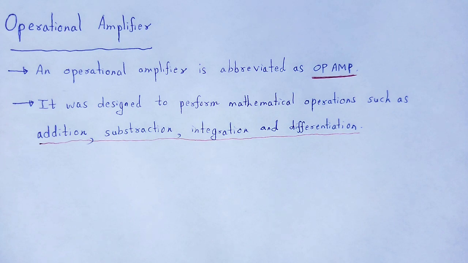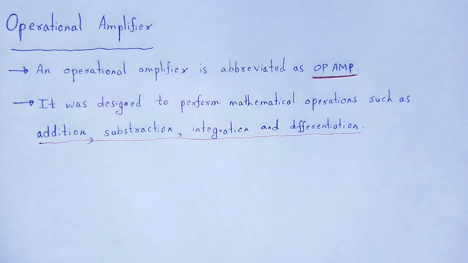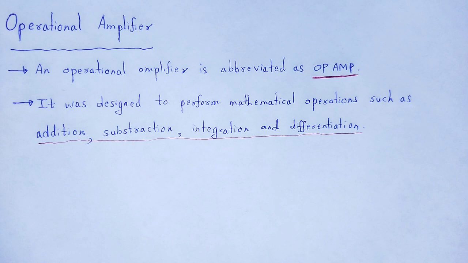All the components of an op-amp are fabricated on a small chip. That small chip we call an integrated circuit, or IC. Hence, the op-amp is an example of a general purpose linear integrated circuit. The circuit diagram of an op-amp, the symbolic diagram.